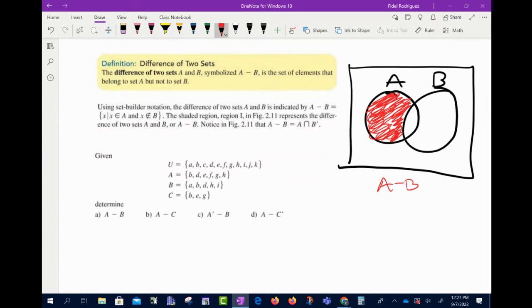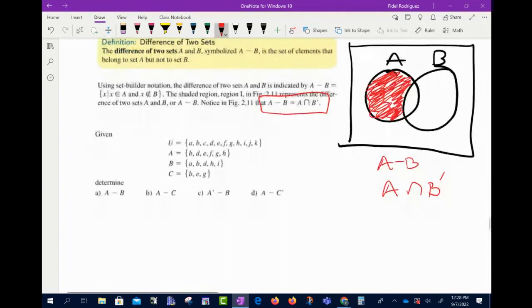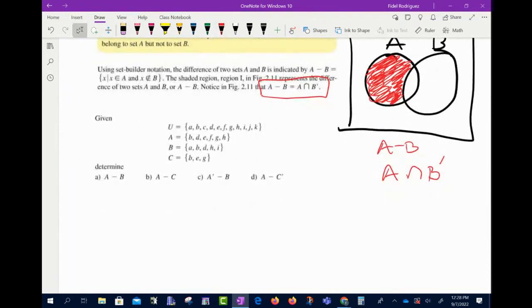And it says also, look, y'all, right here, A minus B is the same thing as A intersection B complement. So this right here can also be written, or this is the same picture for A intersection B complement, okay? Just a little note, okay? Now I'm going to come back over here and see if we can figure out each of these 4 parts.